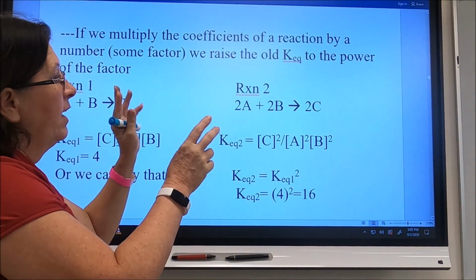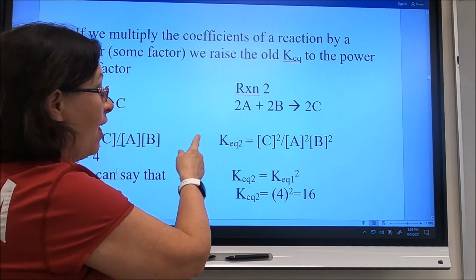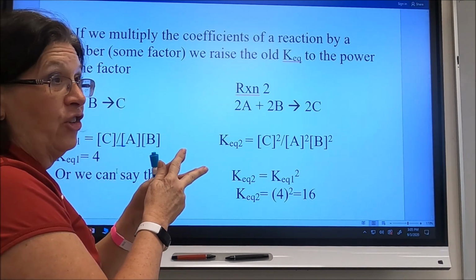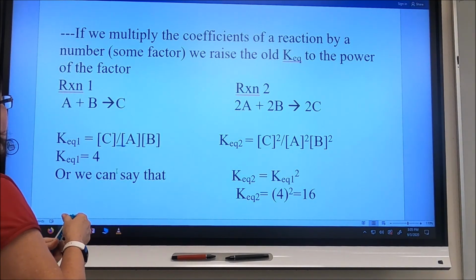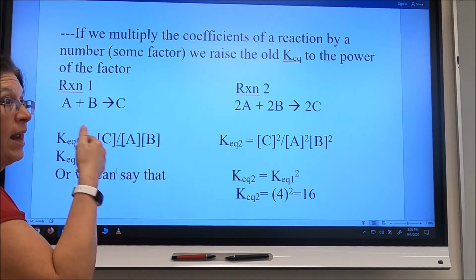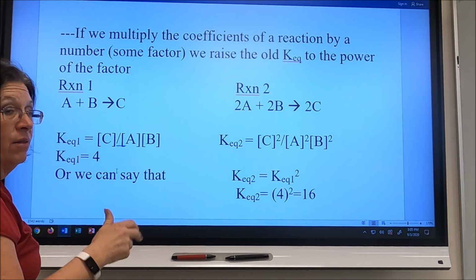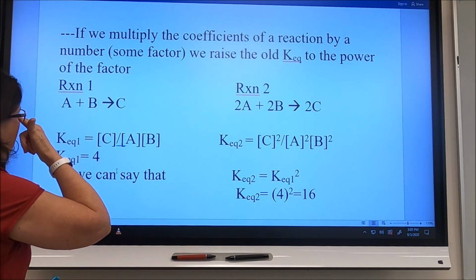Well, sometimes we're going to look at how we combine reactions together to get a new reaction. Think about multiple steps. And I might have to reverse a reaction when I'm getting ready to add it in. So that's one of the reasons we'd want to do something like that.